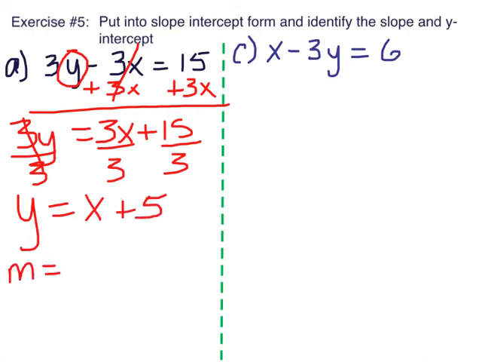Therefore, my m is this invisible 1 here. So my m is 1 and my b is 5. If you have any questions, go ahead and write them down right on the side of this paper so that you can ask me the next day.